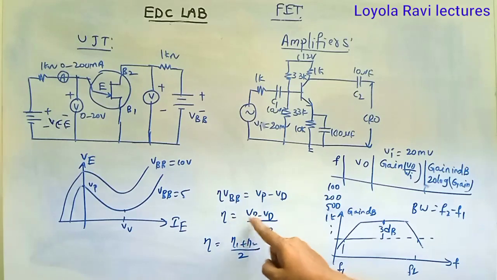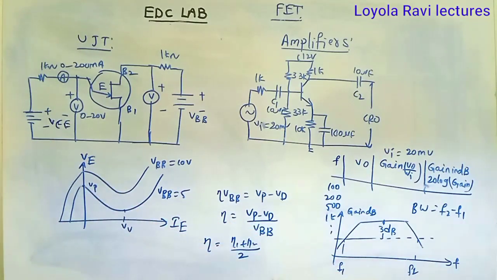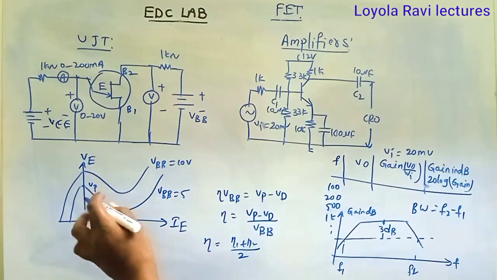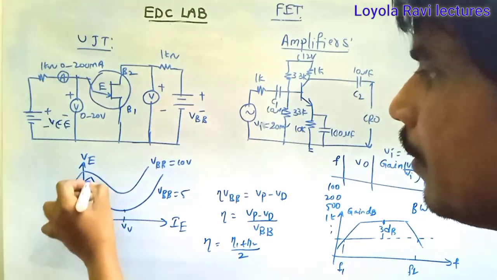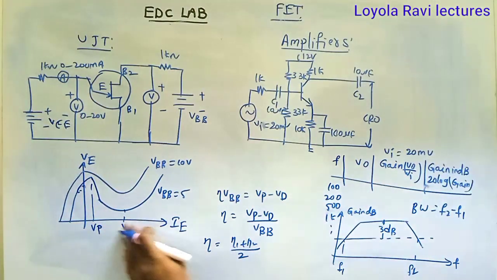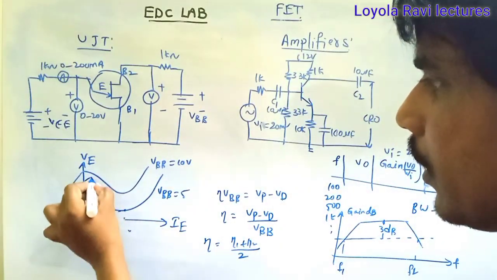What is Vp value? Peak value. For example, for this one, Vp, whatever you will get, that is Vp, minus Vd, the diode cut-in voltage. For example, for this I got this is the peak voltage, Vp. This is a corresponding voltage, Vb, and this is a Vp.